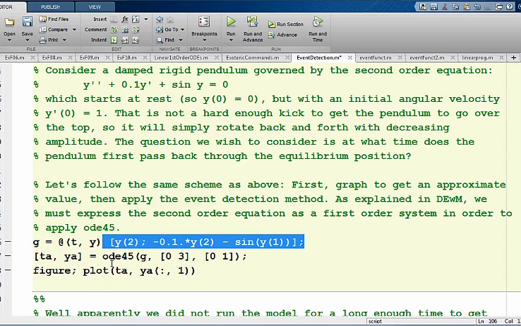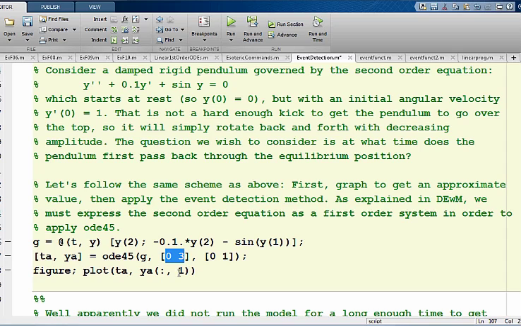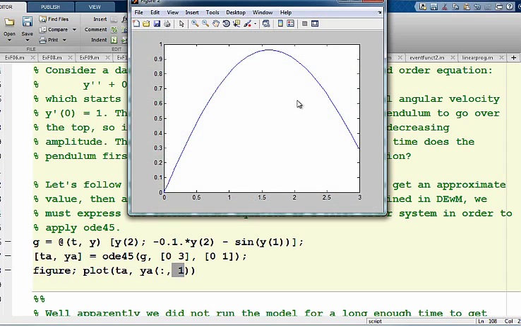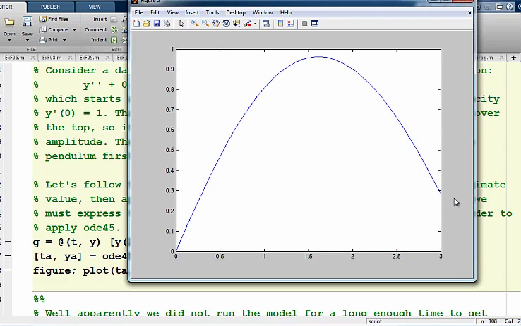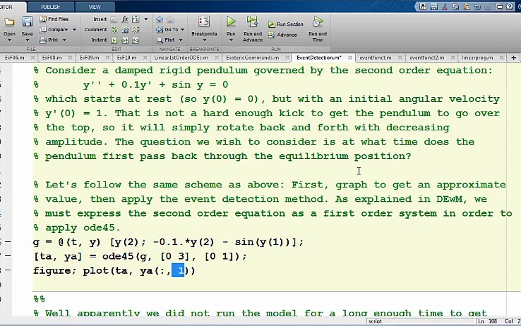I apply ODE45. I solve on the interval 0 to 3. y of 0 is 0. y prime of 0 is 1. And let's see what comes out. I'm only going to plot the first variable here, so only the position. If we run it, there it is. So the angle increases, almost gets to 1, and then decreases, and it looks like I didn't run the model long enough because I didn't get back to 0. I only got back to around 0.25, so I need to run the model a little longer.